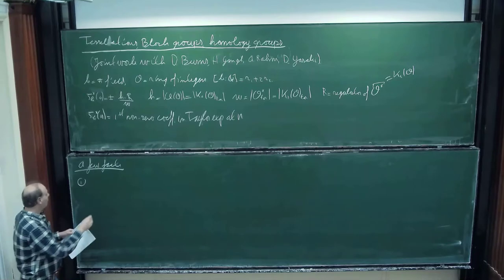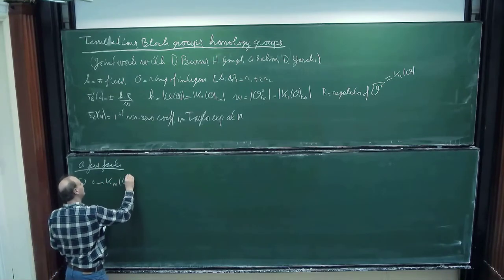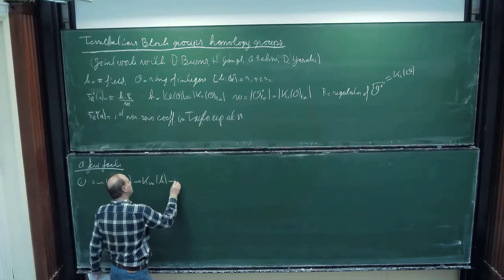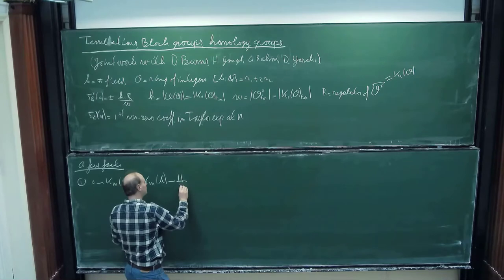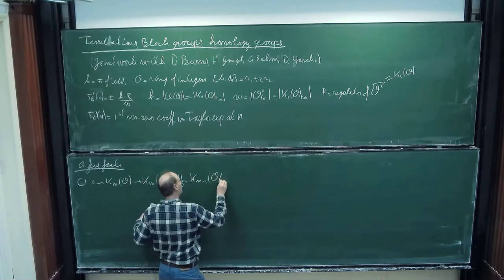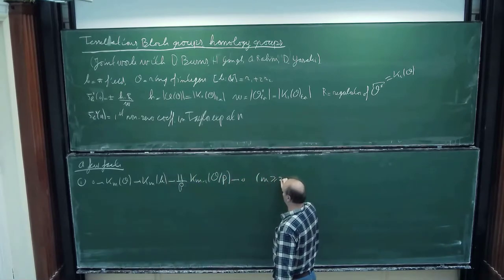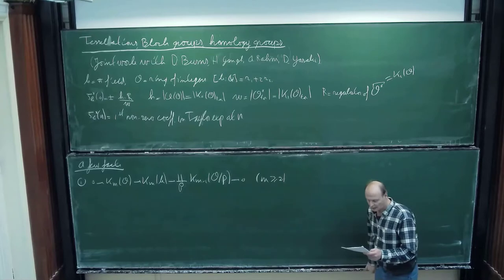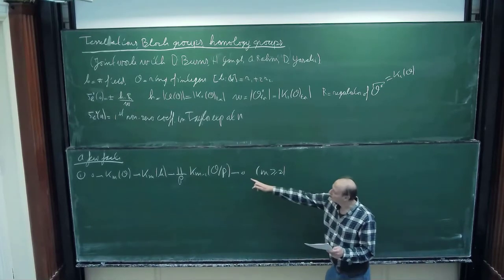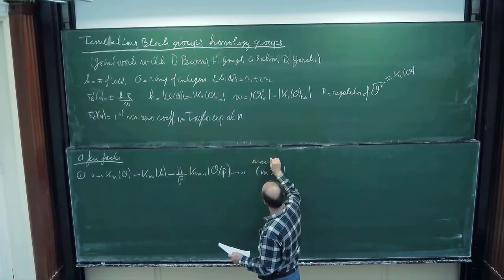If you look at the localization sequence for the K-theory here, then most of the time it splits into short exact sequences. So the K-theory of the finite group of the integers will inject into the K-theory of the ring, and this will surject onto the K-theory of the finite residue fields. So this is exact.